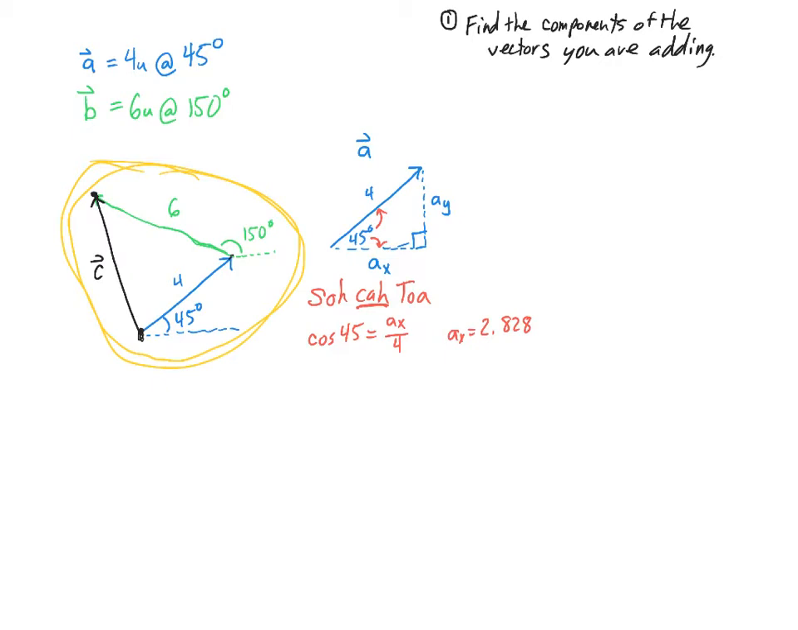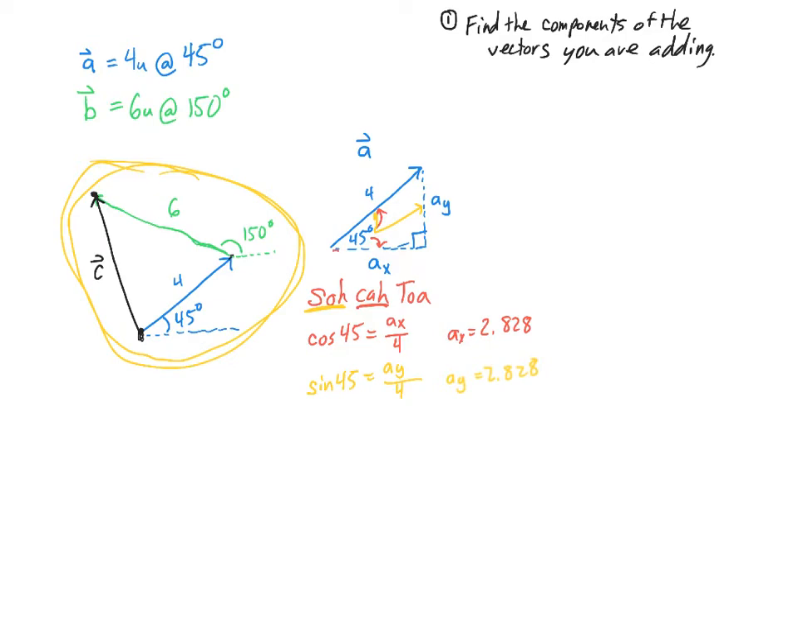All right. Secondly, we're now going to do AY. Okay, now that's the opposite side and the hypotenuse. So opposite over hypotenuse, that's going to be sine here. Okay, so I'm going to go sine of 45 equals the opposite, AY, over the hypotenuse, which, again, I can multiply both sides by 4. 4 times sine of 45 is going to give me AY, which is 2.828.